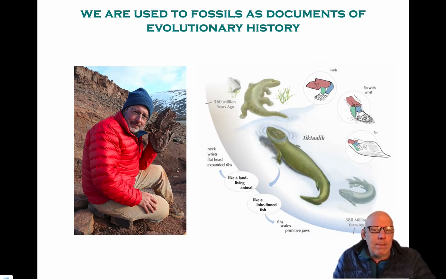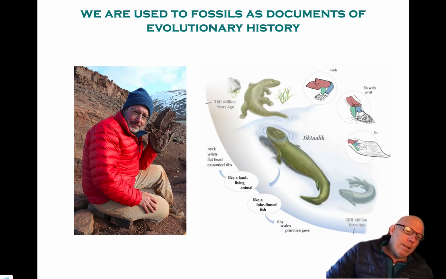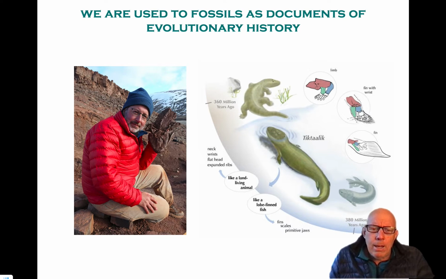Well, so many of us, when we think about the history of life, are used to contemplating fossils. And here I show a picture of Neil Shubin with perhaps, I think it's a replica of the fossil Tiktaalik, which is this transitional form from the Devonian, which occurred between 380, 360 million years ago as our ancestors emerged from the water. So this is sort of a hybrid organism. And of course, the use of fossils as documents of evolutionary history is classic and well known.